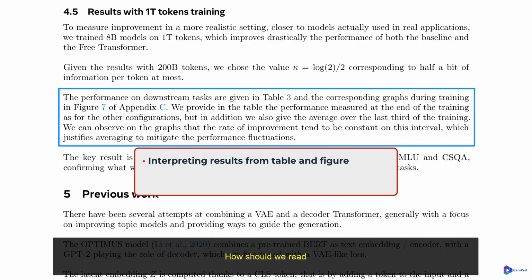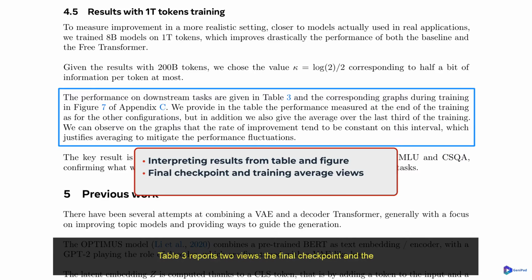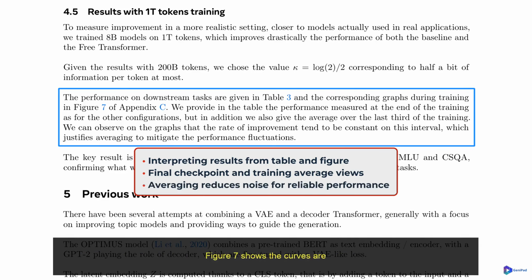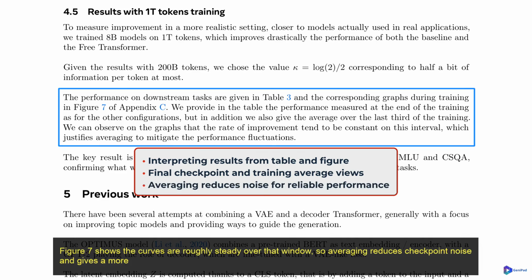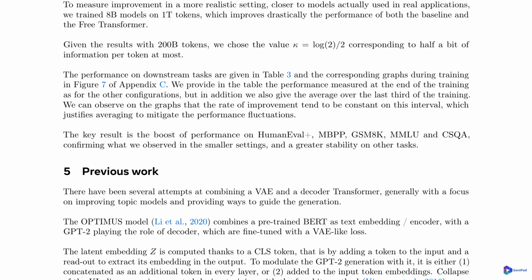How should we read the results? Table 3 reports 2 views, the final checkpoint and the average over the last third of training. Figure 7 shows the curves are roughly steady over that window, so averaging reduces checkpoint noise and gives a more reliable picture of true performance.